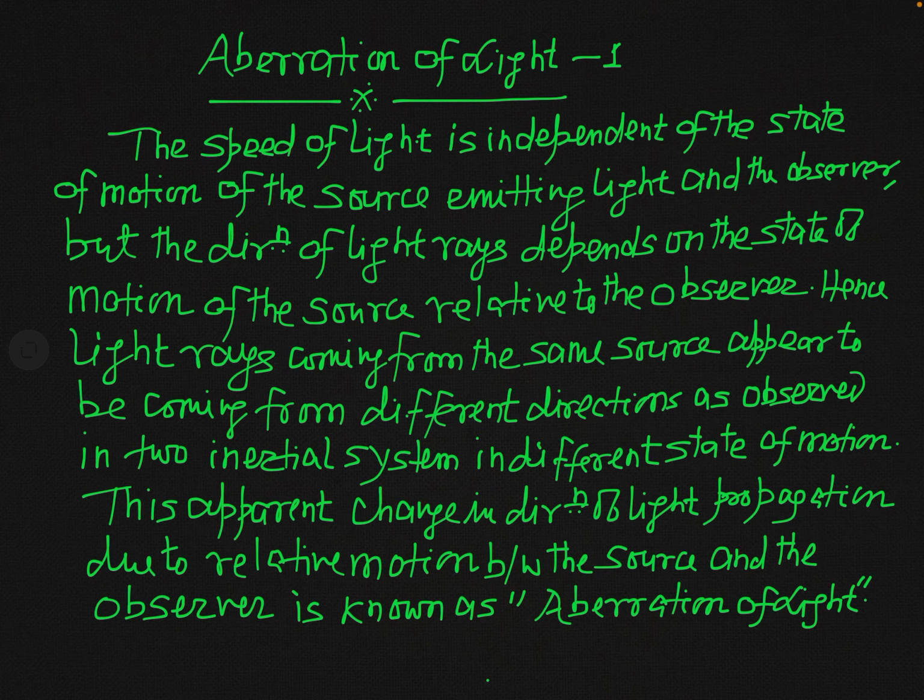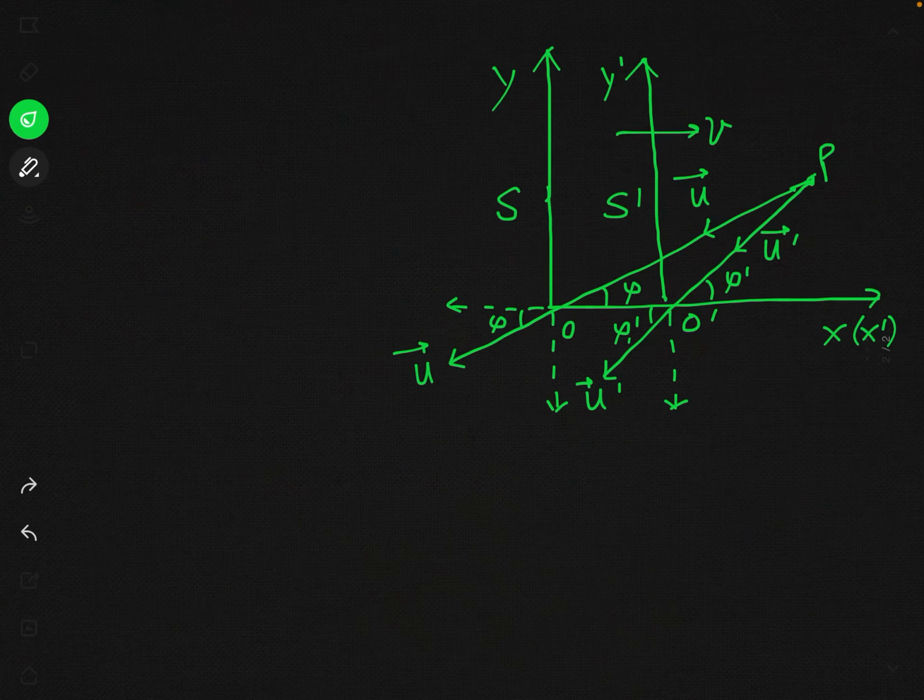light. So in this theory, we will consider two inertial systems in relative motion with respect to one another, and we will find the directions in which the two observers of the two frames observe the light rays coming from the same source, and you will find that the directions measured by the two observers will in fact be different. Although the magnitude of the velocity of light in free space will be the same, the directions will be different. To deal with this problem mathematically, let us see this figure.